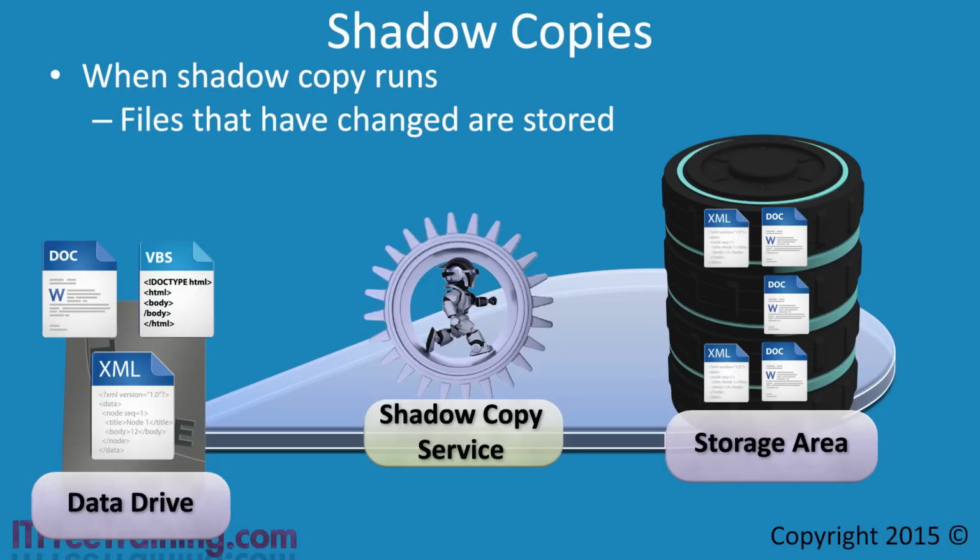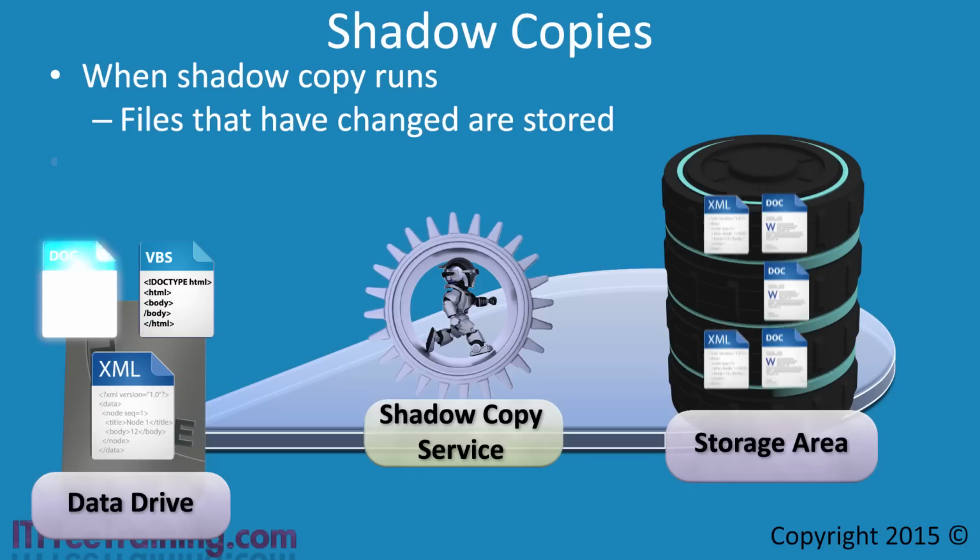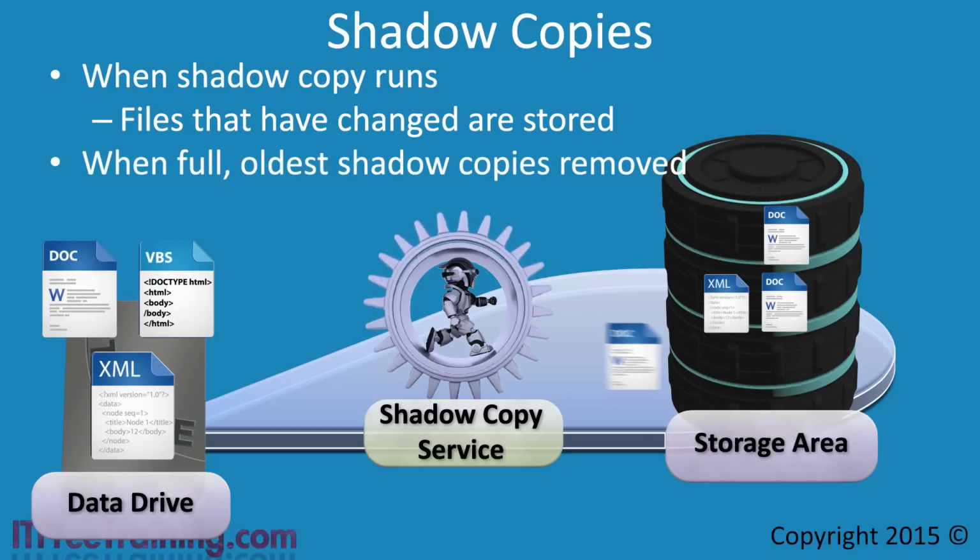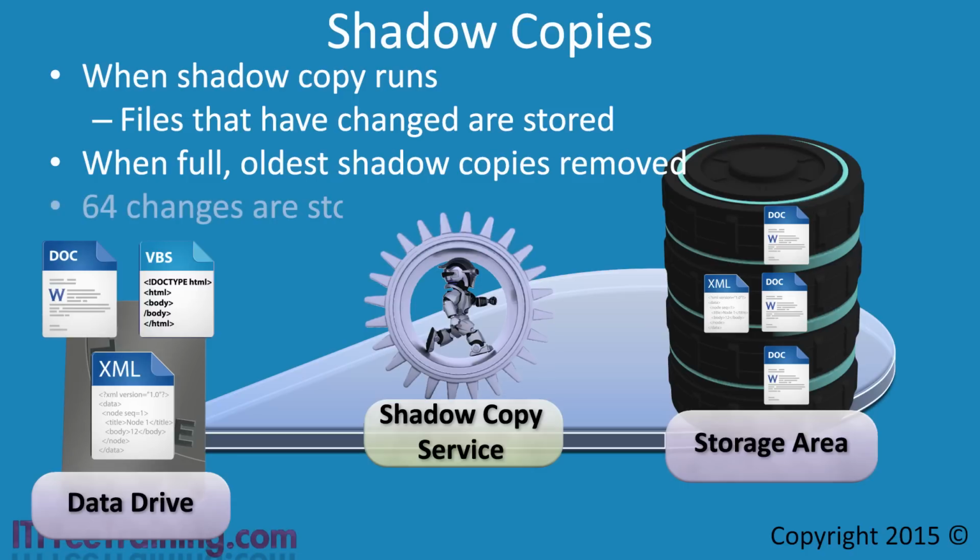The storage area is quite efficient at storing changes to the files rather than the complete files. So if you keep changing the same files all the time, the storage area will be able to hold a lot of changes. At some point, the storage area will become full. When this occurs, the oldest shadow copy in the storage area will be removed when a shadow copy is run. Shadow copies will also only store 64 changes to a file, so once this limit is reached, the oldest version of the file will be removed from the storage area to make room for the new change.